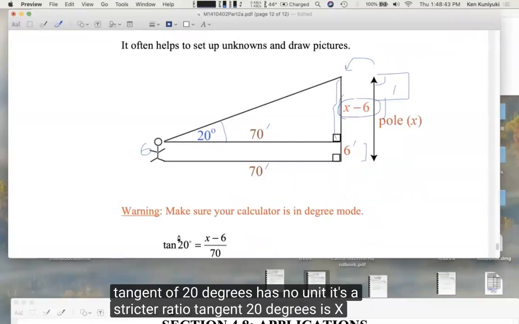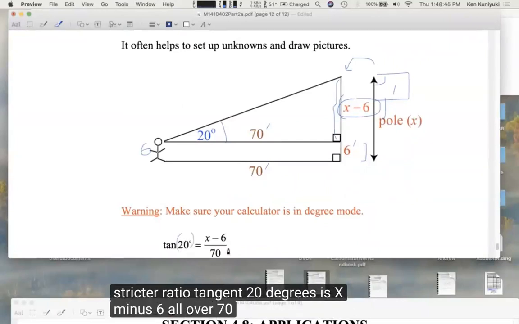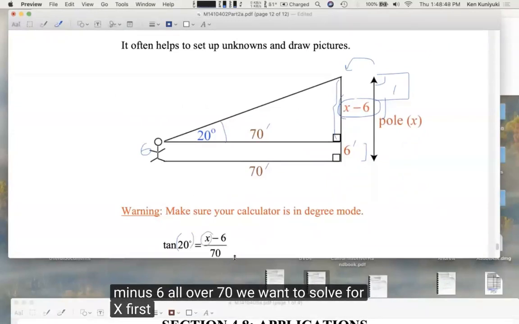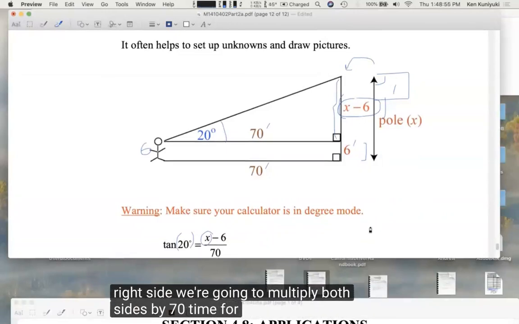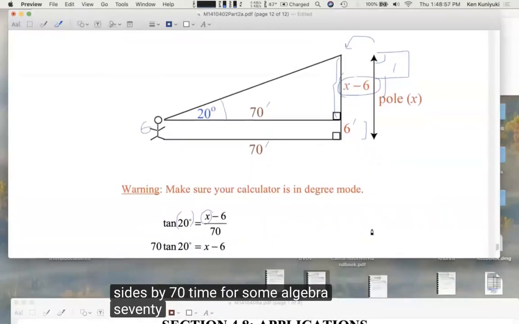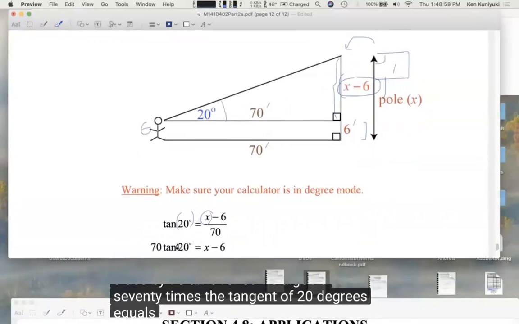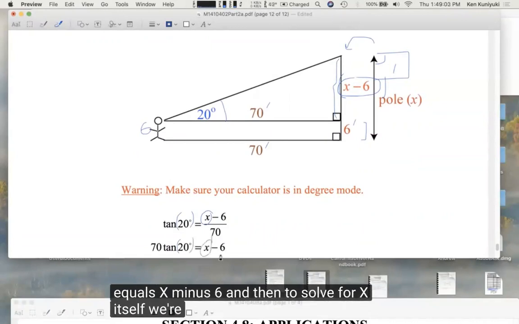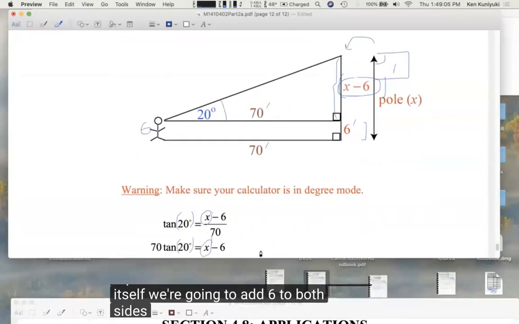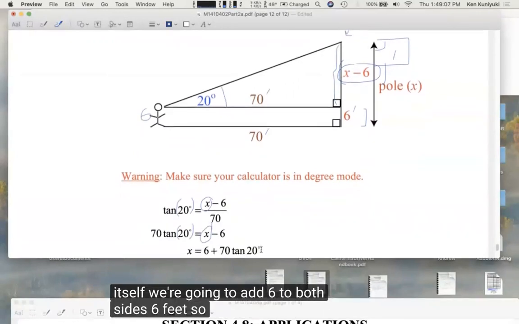Tangent of 20 degrees is x minus 6 all over 70. We want to solve for x. First, let's get rid of the 70 on the right side. We're going to multiply both sides by 70. Time for some algebra. 70 times tangent of 20 degrees equals x minus 6. And then to solve for x itself, we're going to add 6 to both sides, 6 feet.